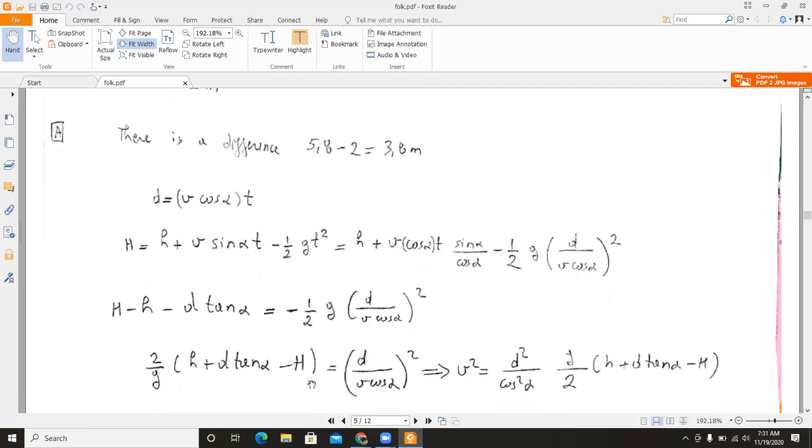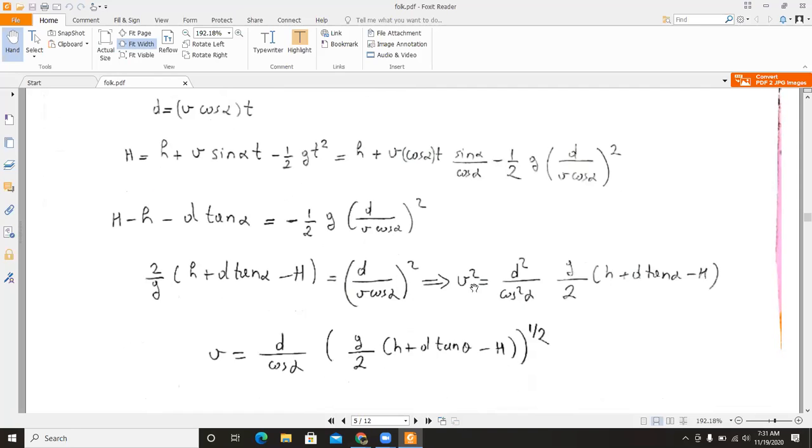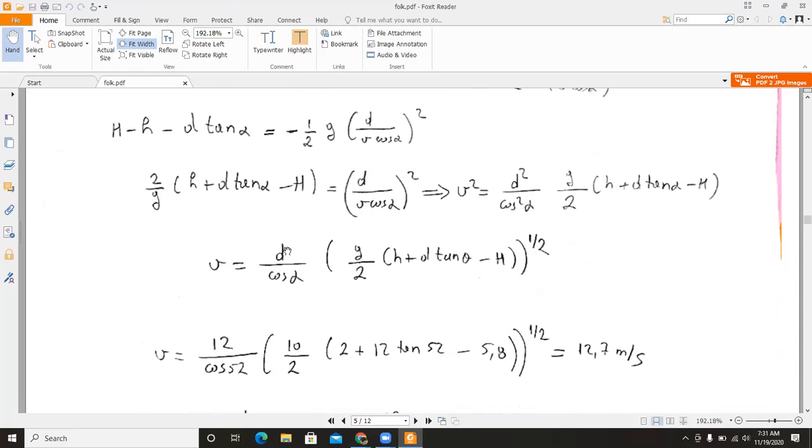And after some mathematical massaging, you'll get that v squared is this, nothing but algebra. And v itself is d divided by cosine and this expression, right? So d is 12, cosine 52, tangent, h is 2 meters, 12 meters from the wall. Substitute every value and you get 12.7 meters per second. Does it make sense? It is very easy. I'm not going to explain this part. It's like high school mathematics.